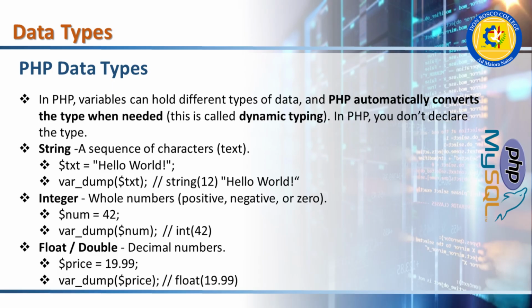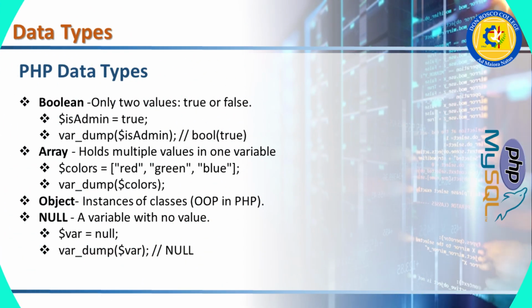In PHP, variables can hold different types of data, and PHP automatically converts the type when needed. This is called dynamic typing. You do not need to declare the type of a variable. A string is a sequence of characters or text. An integer represents whole numbers, which can be positive, negative, or 0. A float, or double, represents decimal numbers. A Boolean can have only 2 values, true or false.